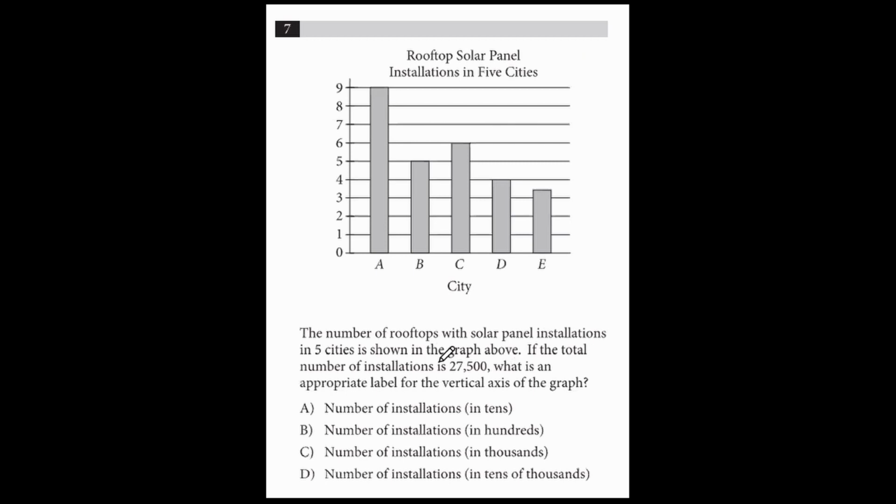So we want to know the appropriate label for the vertical axis of the graph, since the total number of installations is 27,000. That tells us a lot, because A is 9,000 by itself, and you've got to figure these are in thousands. When you just look at it, you've got 9, 5, 6, 4, and like 3.5. You've got to figure you're going to add those up. That's going to be 27. So it has to be in thousands.